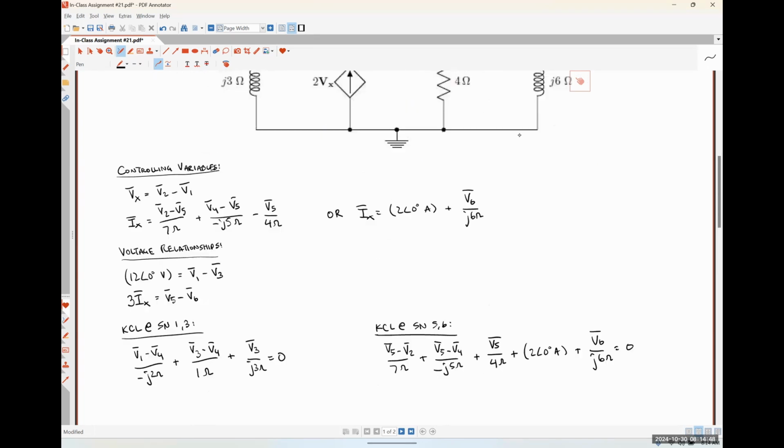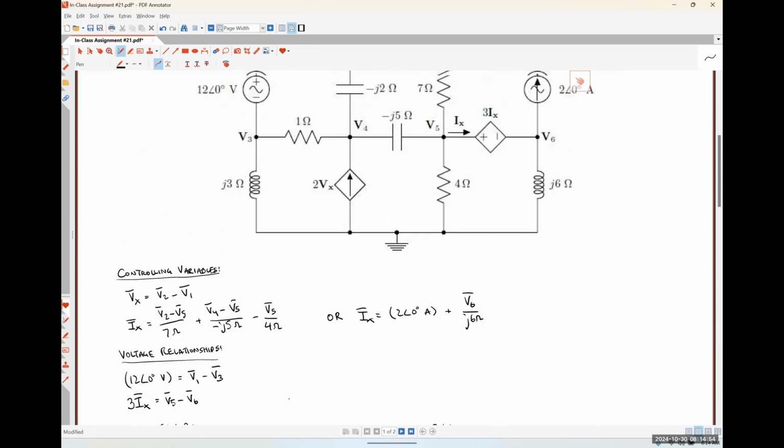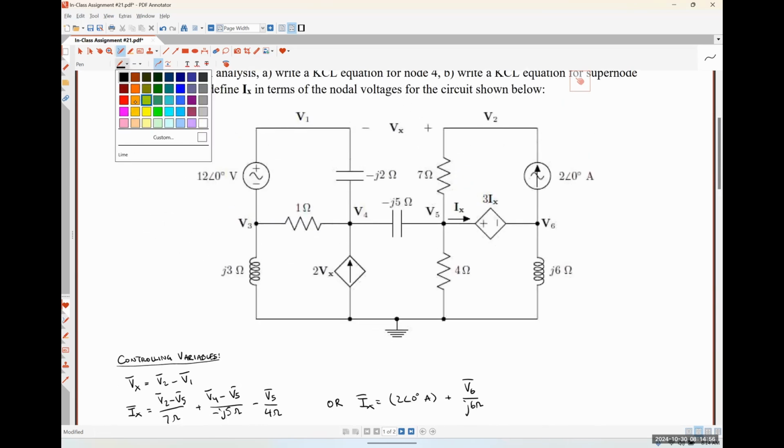Okay. So KCL at 2 is going to be this current plus this current, right? So what's the current flowing down through the 7 ohm resistor? Again, V2 minus V5 over 7.